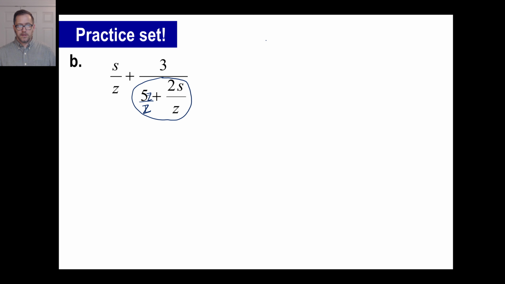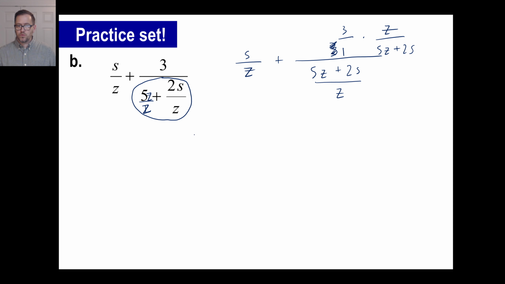All right, I'm just going to rewrite this whole thing so we can visualize it. S over Z, not 5 over Z, plus 3 over (5Z plus 2S) over Z. I'll just call this 3 over 1 up here and multiply by the reciprocal, Z over 5Z plus 2S, which will give me a new couple of fractions: S over Z plus 3Z over 5Z plus 2S.